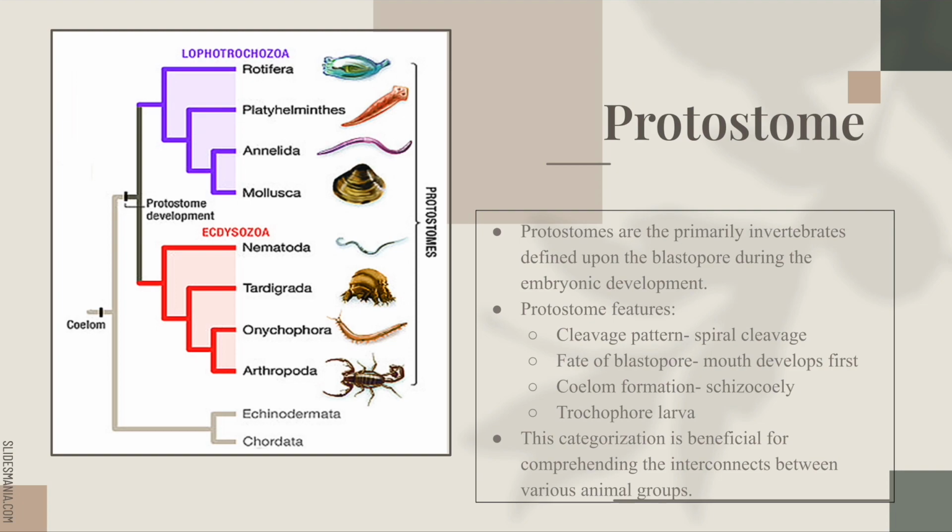So, what is a protostome? Protostomes are primarily invertebrates defined by the blastopore during embryonic development. Some features are the cleavage pattern, which is spiral cleavage, and the fate of the blastopore. In this case, the mouth develops first, and the coelom formation, which is schizocoelous, and then the trochophore larva. The categorization is beneficial for comprehending the interconnections between various animals, as shown in this picture.